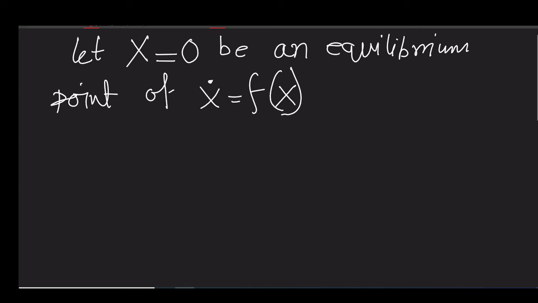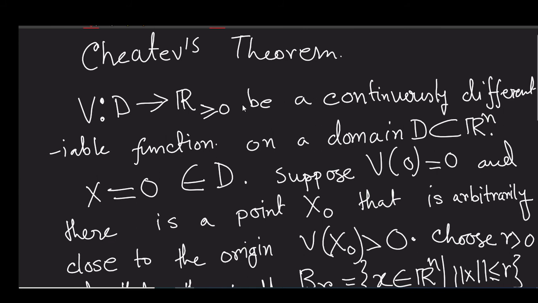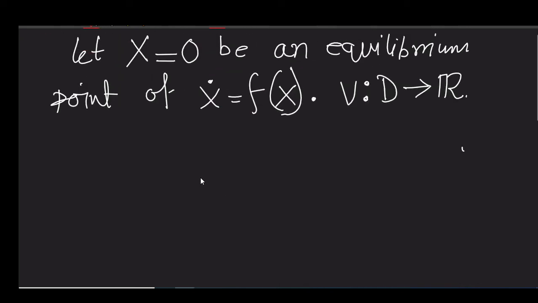So let x dot is equal to f of x. Let us define V from D to R. Now here see the definition. I think I have made a slight mistake there. Now we can remove this one. The only thing that is required is that V from D to R be a continuously differentiable function. Previously it was a strict requirement on V that it has to be positive definite.